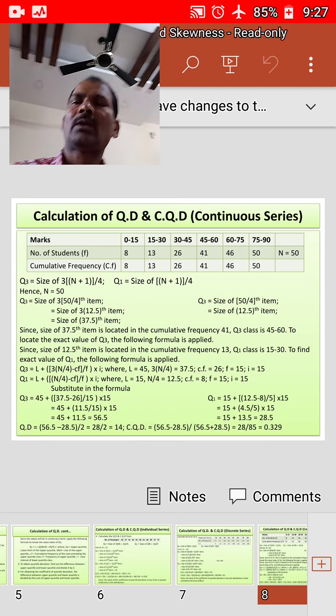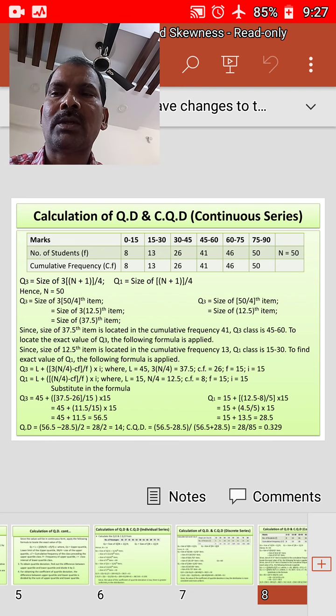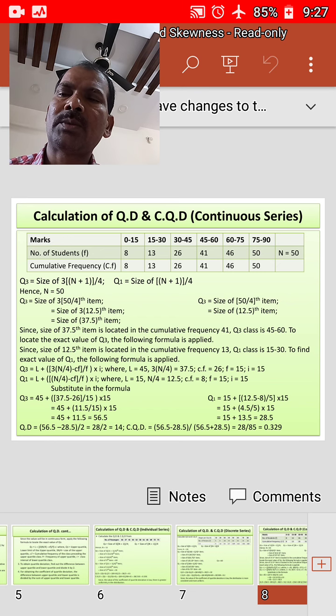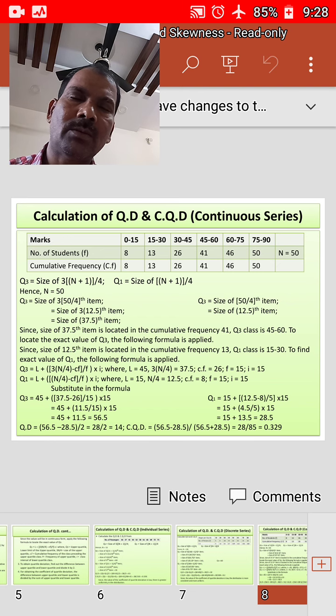Now we need to calculate the quartile deviation, that is (Q3 minus Q1) by 2. Here Q3 is equal to 56.5 and Q1 is equal to 28.5. Substituting the values in the formula, QD is equal to (56.5 minus 28.5) by 2, that is 28 by 2, which is equal to 14.